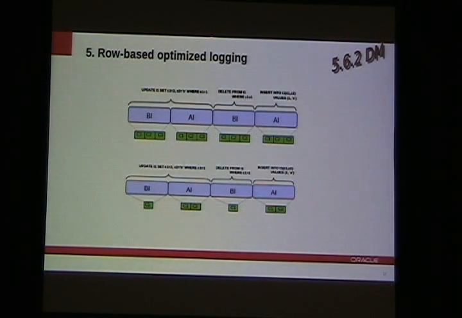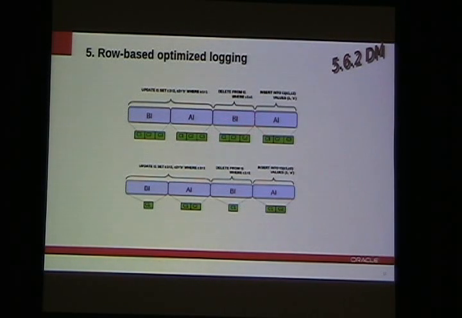This was the optimized logging for row-based replication. So if you have statements like update, delete, and insert, and you want to replicate every row's information, in this case you will have the column data from before the update happened. And then after the update happened, you have the data for these columns as well.